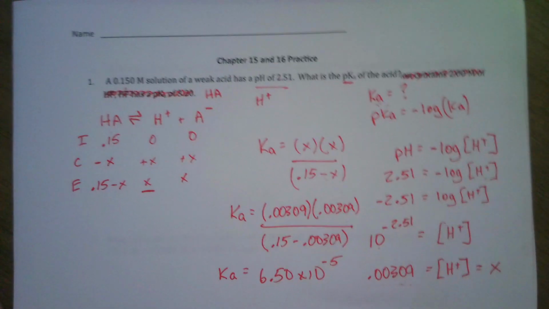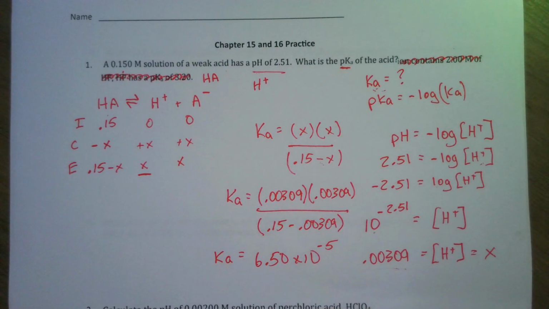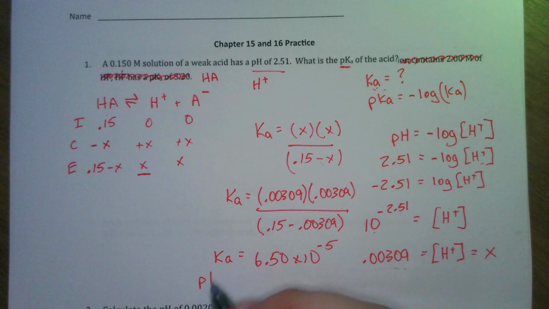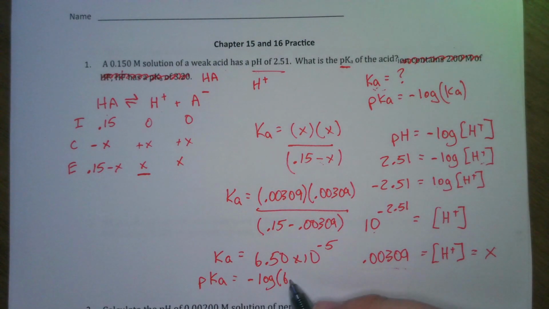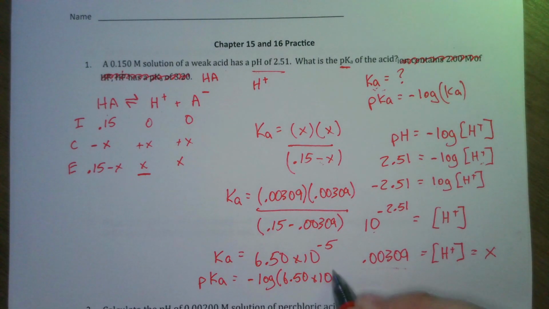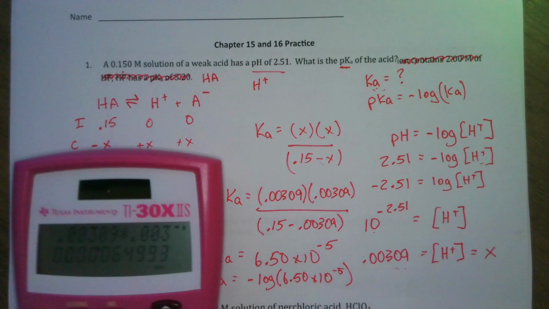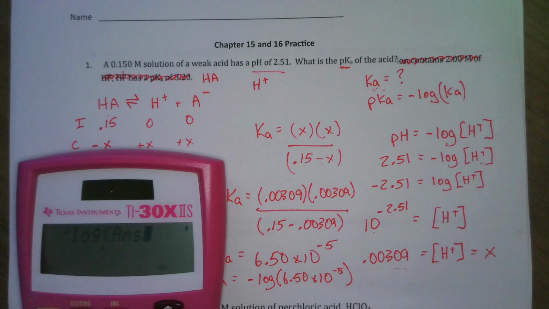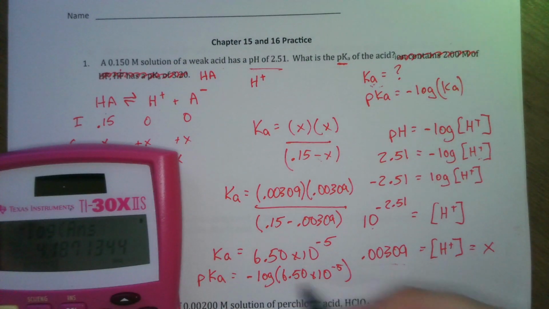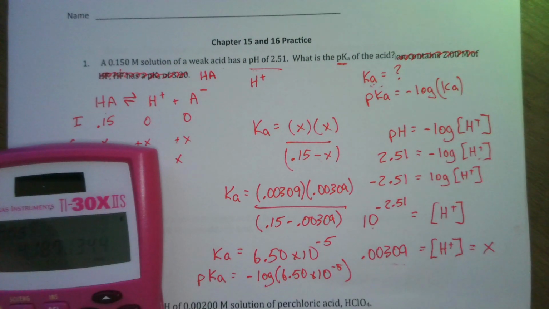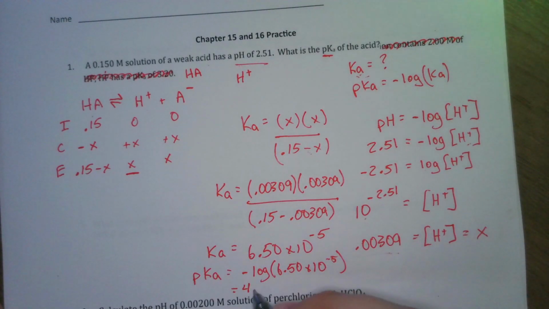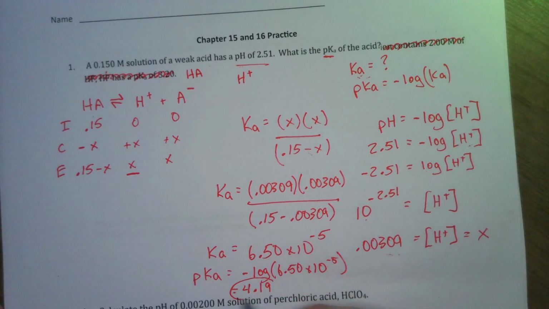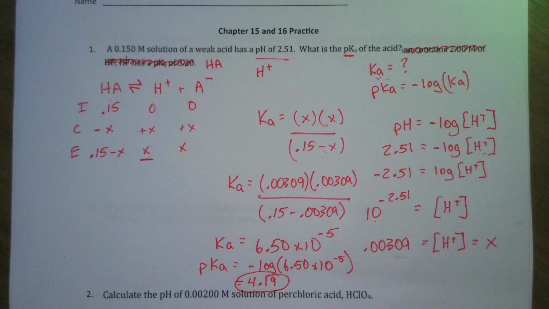Right? And that's usually where you have to stop, but I even added one more step. I want the pKa. So to get the pKa, P means take the negative log. So I'm just going to take the negative log of my answer. Negative log of my answer is 4.19. And that is the pKa of that acid.